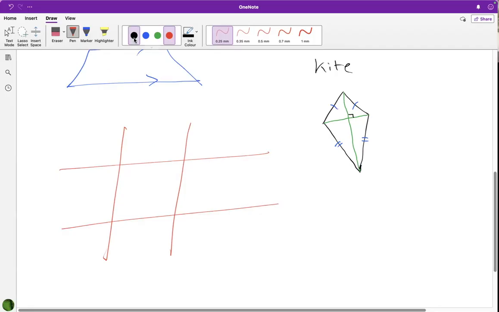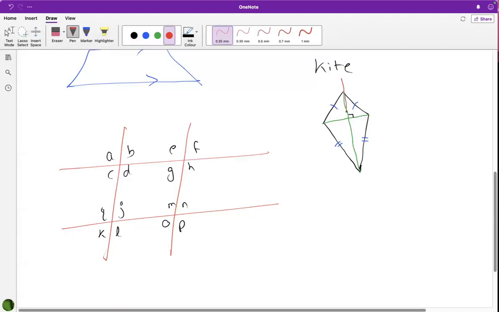Remember, for a kite labeled A, B, C, D, the opposite angles, except for the one at the top, are the same, right? Yeah, the same.